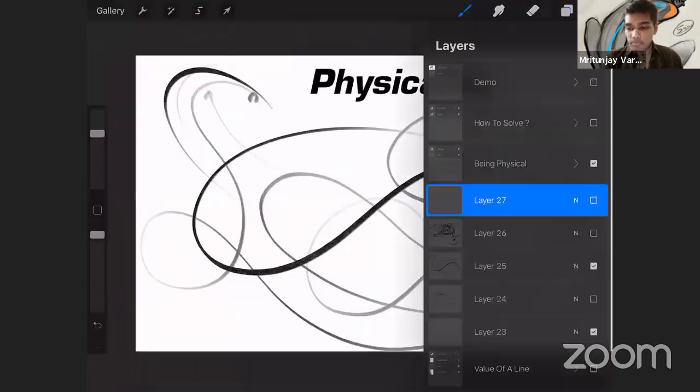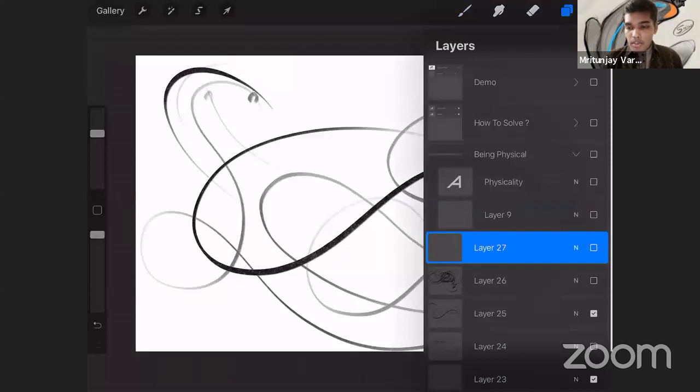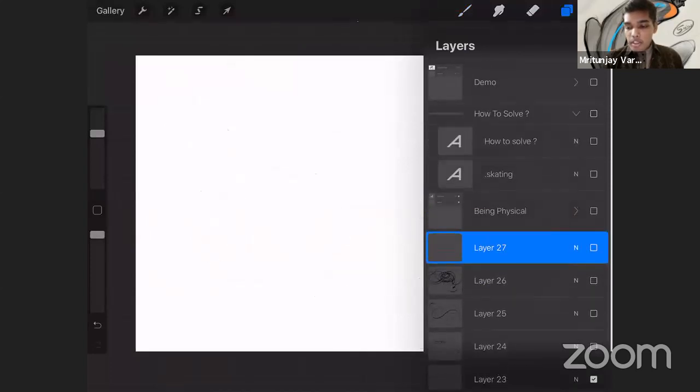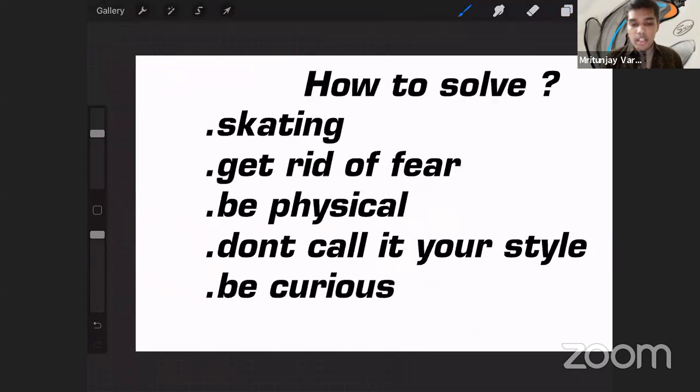Anyways, so that's like being physical. And there are some other pointers as well here, like how to solve this spatial. Obviously I discussed the skating here. Okay, and get rid of fear.